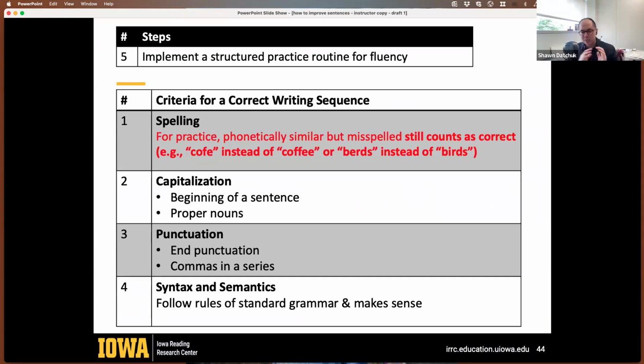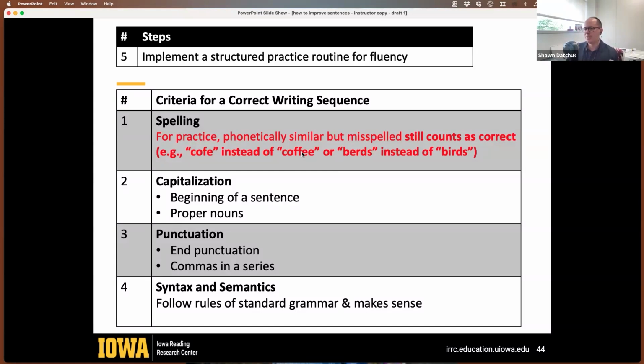So at least for the sake of practice, it is okay if students apply their knowledge of phonemes to their spelling, if we can tell what they're trying to say. So for instance, if they spell coffee like this instead of like this, we can still sort of tell what they meant. Or if they spell birds like this rather than this, we would still give them credit, at least for practice.